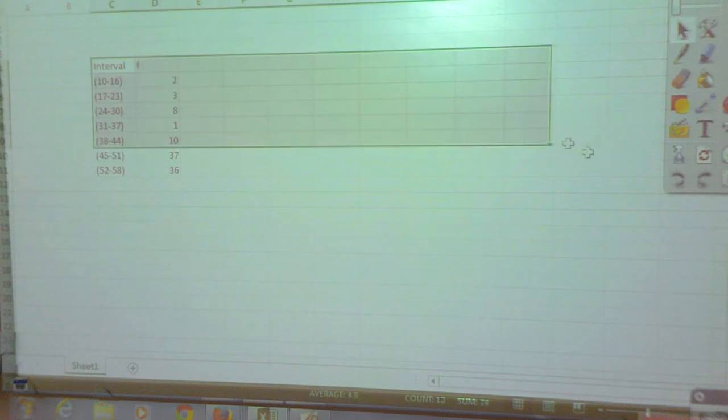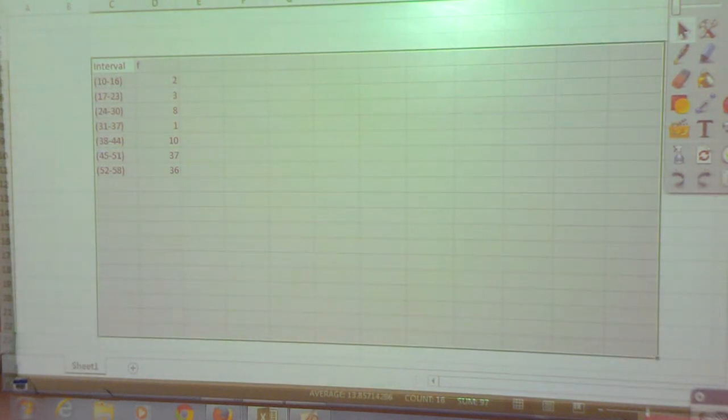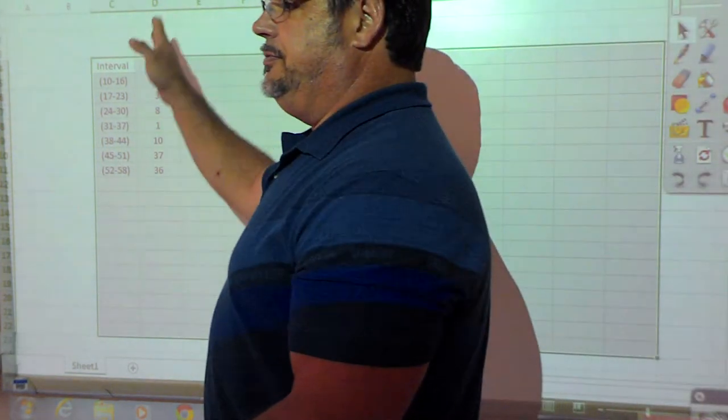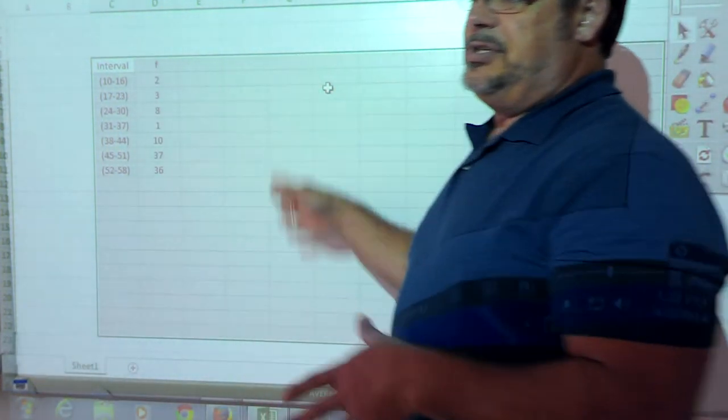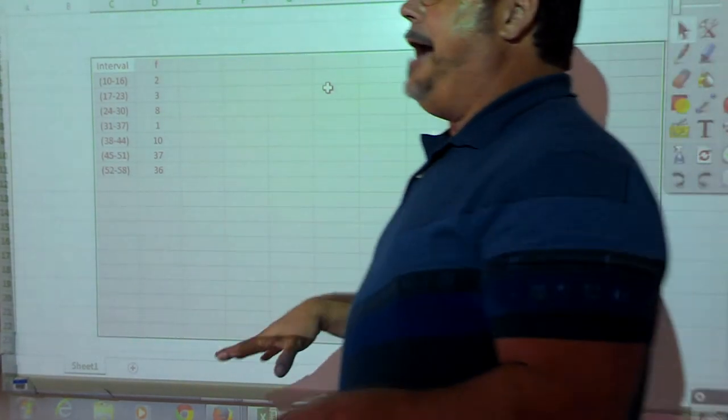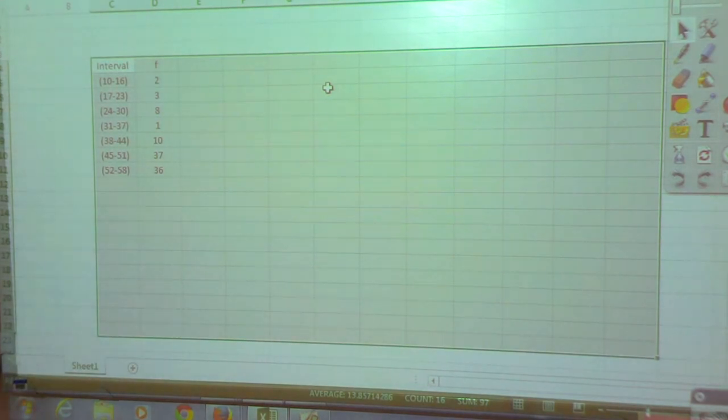Now, the only reason I'm using the Excel spreadsheet right now is because it's a whole lot neater and more organized for me to put it on the board right here than to draw a bunch of squiggly lines and run out of room. I'm not telling you that you have to use Excel. This is up to you. You can also use your handy dandy calculator if you can do it, but it's a whole lot of steps in the calculator. The best way to do this is with the Excel spreadsheet. Right, copy and paste it.